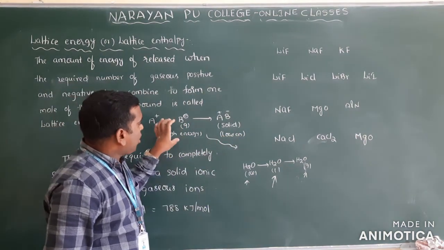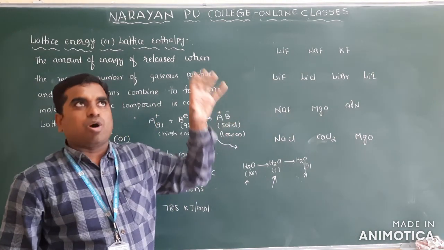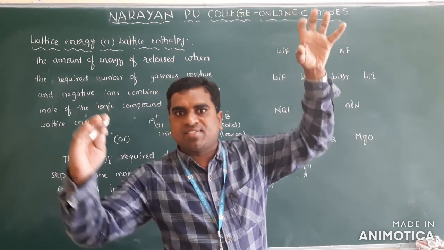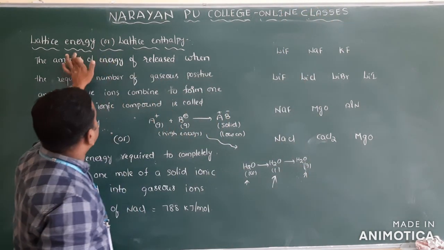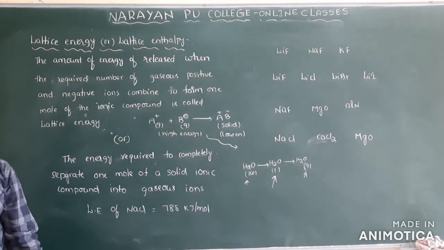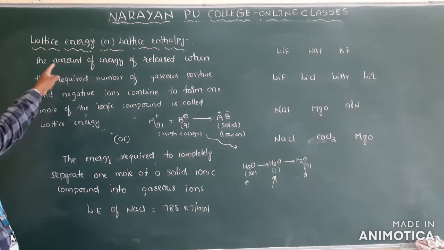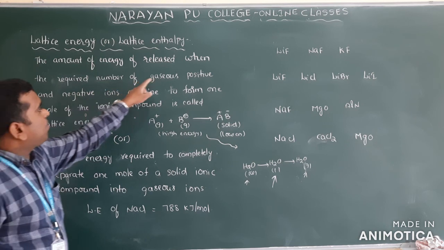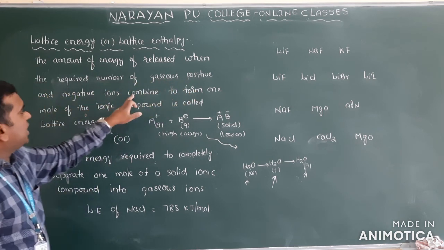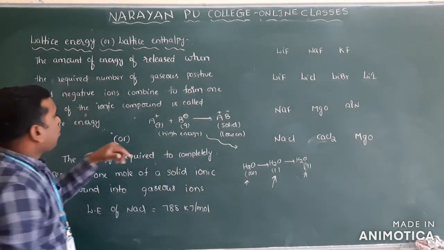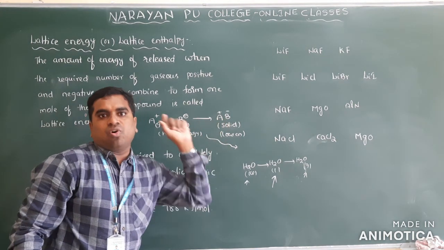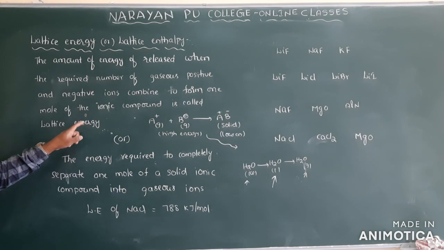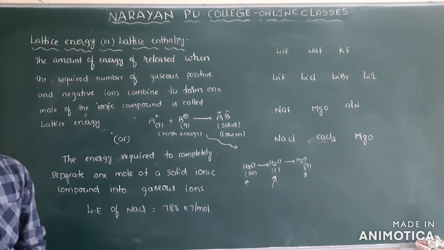So how are higher energy molecules converted into low energy molecules? High energy molecules have to come to low energy by releasing some energy, and that energy we call lattice energy. Clear? So this is the amount of energy released when the required number of gaseous positive and negative ions combine to form one mole of ionic compound, called lattice energy.